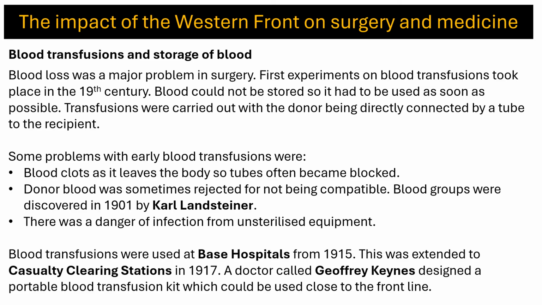Now, some problems with early blood transfusion were that blood clots as it leaves the body, so tubes often became blocked. Donor blood was sometimes rejected for not being compatible. Blood groups were only discovered in 1901 by Karl Landsteiner, and there was a danger of infection from unsterilised equipment. Blood transfusions were used at base hospitals from 1915, and this was extended to casualty clearing stations in 1917. A doctor called Geoffrey Keynes designed a portable blood transfusion kit which could be used close to the front line.